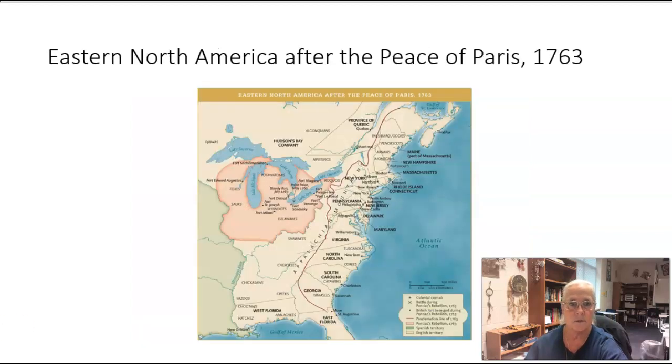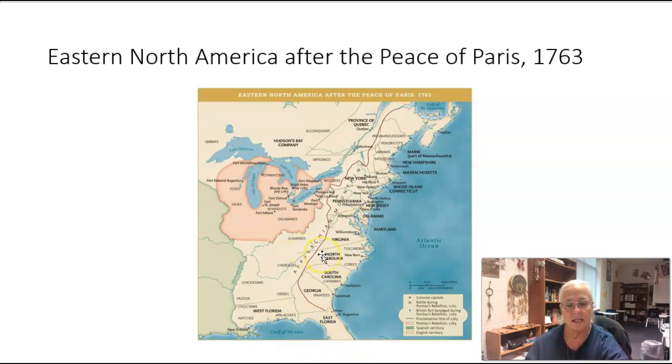So let me show you the next map. So with the Treaty of Paris, all this over here on the western side of the Mississippi River, south of Canada, is going to Spain. And then everything else, Canada and everything east of the Mississippi River, except down here in Spanish Florida, is going to go to Great Britain.